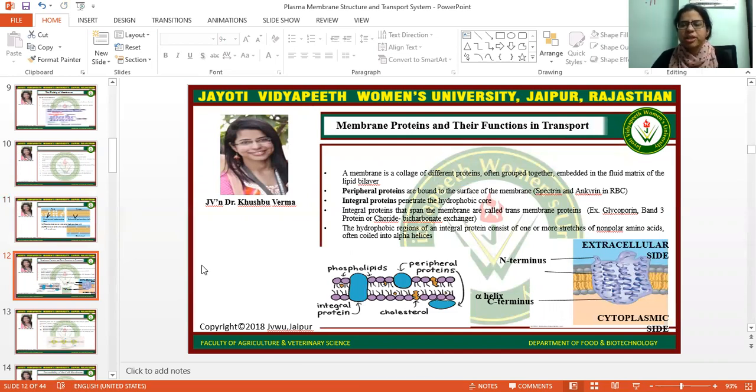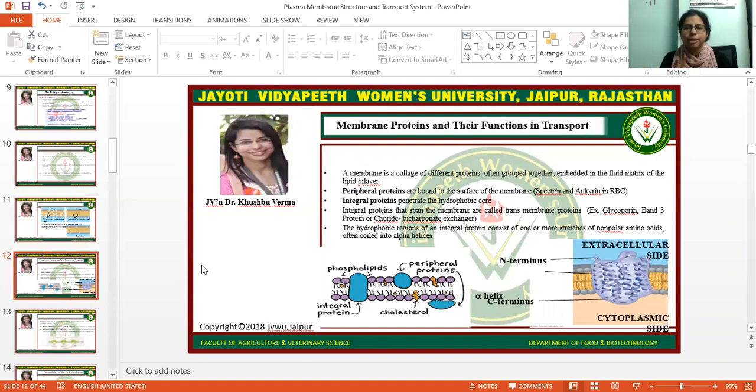Now come to the membrane proteins and their functions in transport. A membrane is a collage of different proteins, often grouped together and embedded in the fluid matrix of the lipid bilayer. There are two types of protein. The first one is the peripheral protein. They will not cross the lipid bilayer. They will be arranged on the surface of the membrane. Examples are spectrin and ankyrin in the RBC.